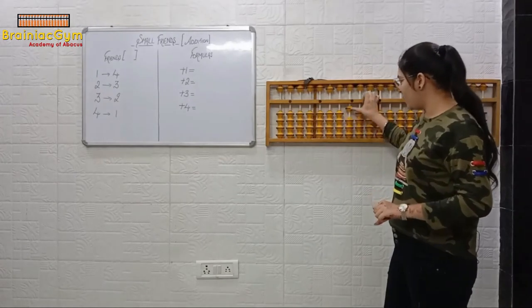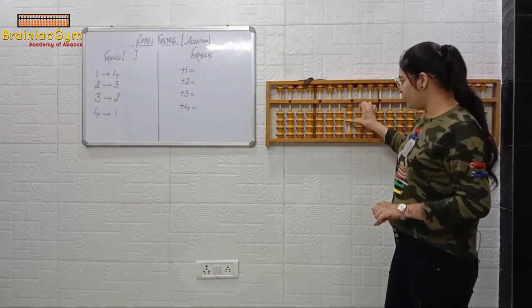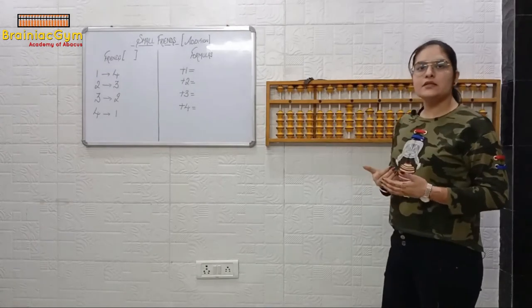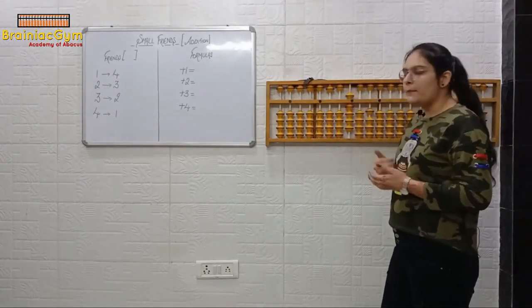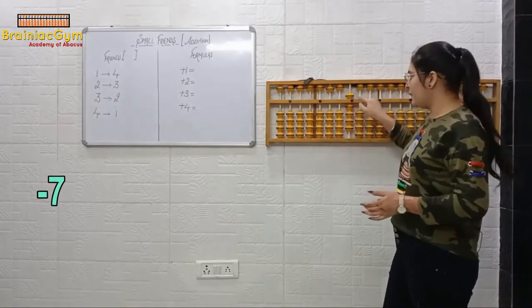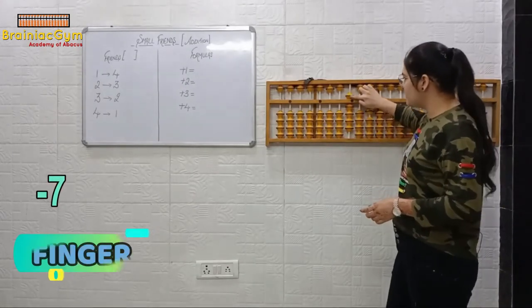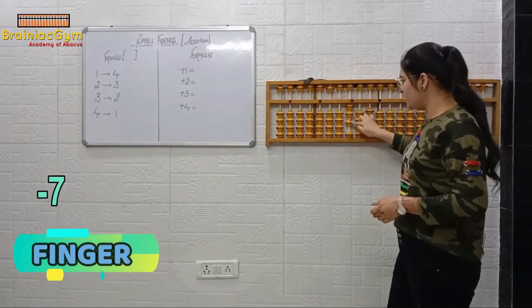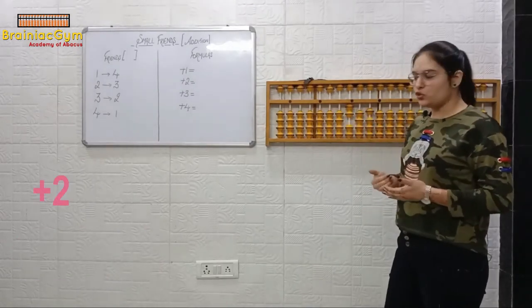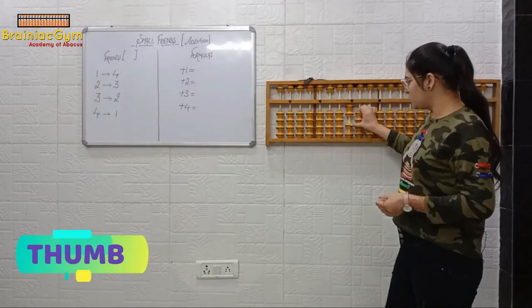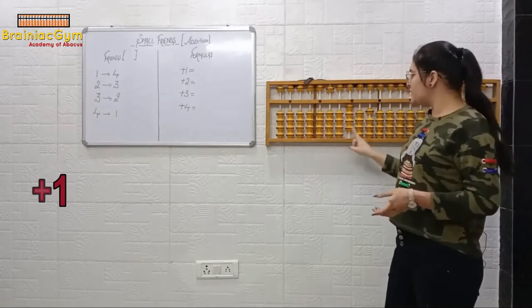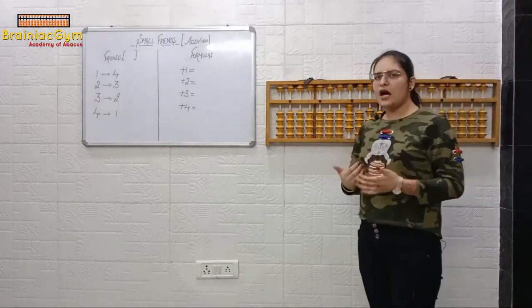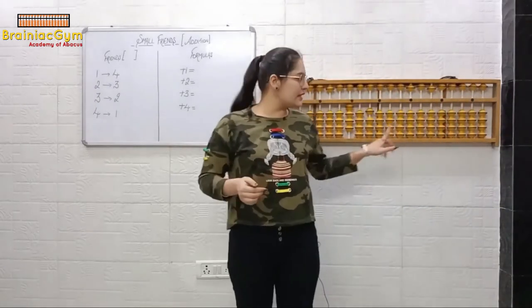Plus 4. Do along with me on your abacus. Plus 4. Plus 1. Plus 2. Plus 3. Plus 4. Plus 5. Plus 5 with finger, right? Plus 5. Minus 7. Minus 7 with finger, right? Minus 5. Minus 6. Minus 7. Plus 2. Plus 2 with thumb, right? Plus 1. Plus 2. Now, plus 1. Ab hume isme karna hai plus 1. Are we able to do plus 1 in this? Tell me, hurry up, yes or no?